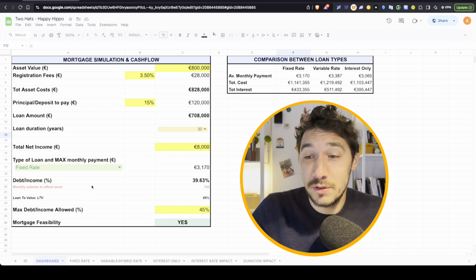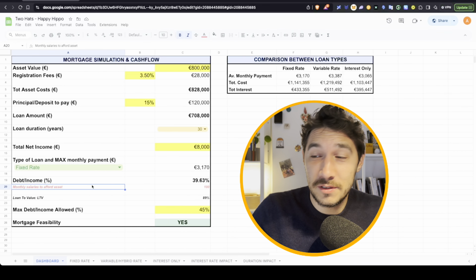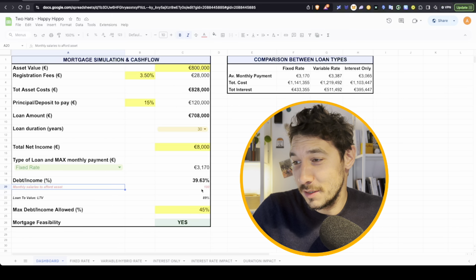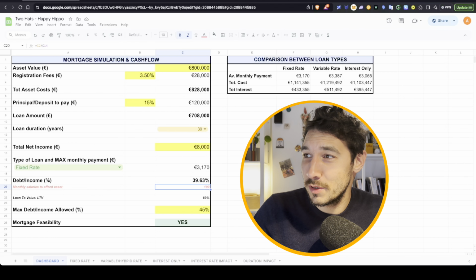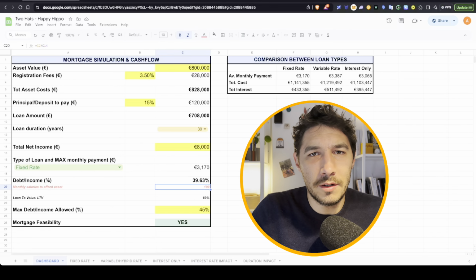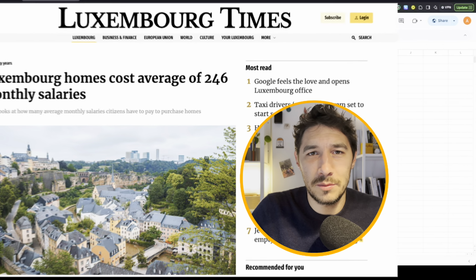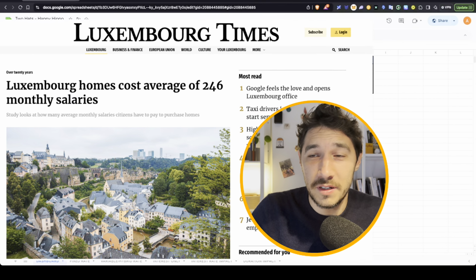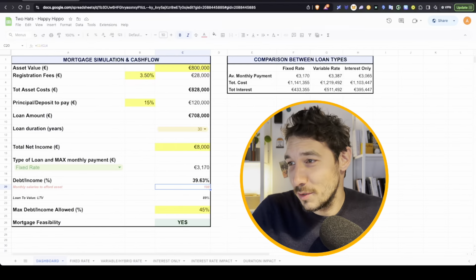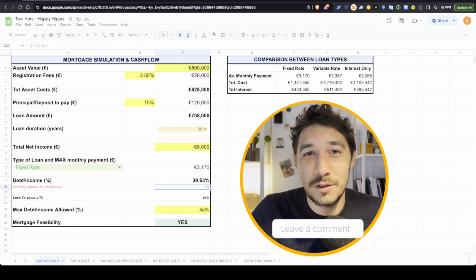And finally, just for fun, I added how many months of salary you need in order to pay the asset. For our example here, it turned out to be 100, but I read in a recent article that on average in Luxembourg, this number should be 246. Tell me about your country. Where are you from? And write down in the comments how many salaries you need to buy a house.